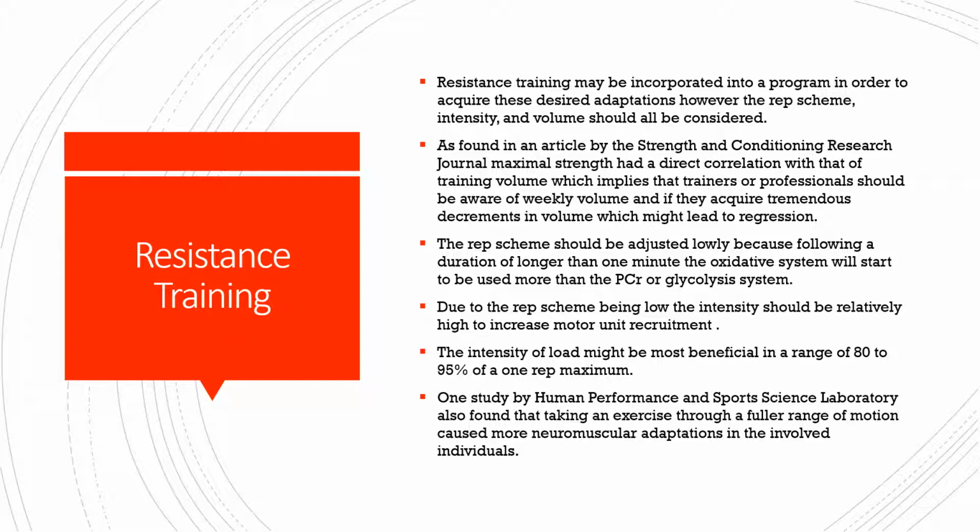The rep scheme should be kept low because following a duration of longer than 1 minute, the oxidative system will start to be used more than the PCR or glycolysis system. Due to the rep scheme being low, the intensity should be relatively high to increase motor unit recruitment. The intensity of the load might be most beneficial in a range of 80 to 95% of a 1 rep max. Also, one study by the Human Performance and Sports Science Laboratory found that taking an exercise through a fuller range of motion caused more neuromuscular adaptations in the involved individuals.